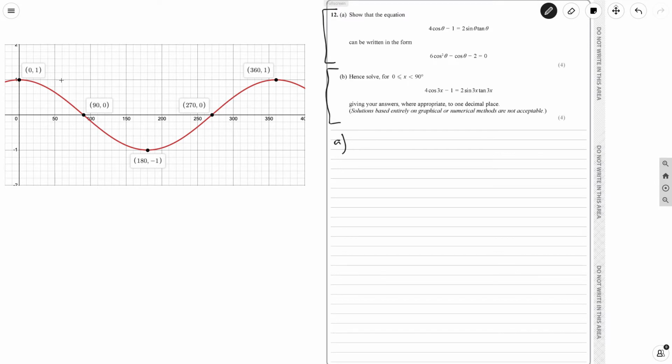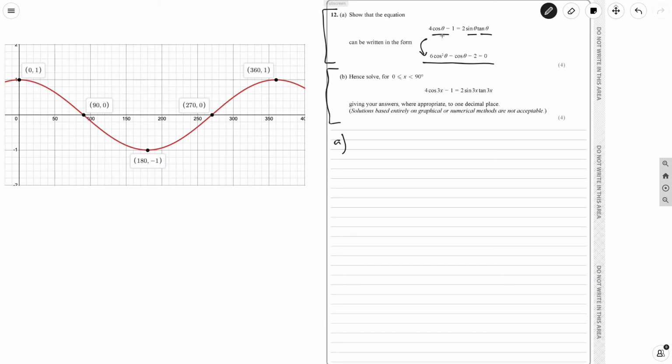Just to quickly mention this graph on the left hand side, I will talk about it in a minute. Okay, we've got an equation here that has a cos theta, a sine theta and a tan theta in it, and we're being asked to show that it can be written in this form. The thing to notice is that this form has only got cos in it, so that really gives you a big clue as to what you need to change in the first equation so that we can head towards this.